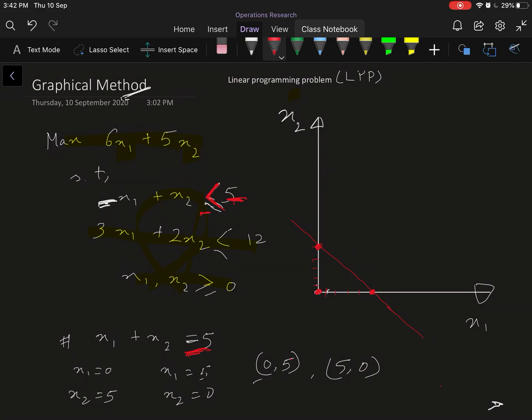So let's just identify one value which satisfies this condition as well, that is less than. Let's say if we take x1 equal to 1 and x2 equal to 3, then what does that do for us? If we substitute x1 equal to 1 and x2 equal to 3, then we are getting 1 plus 3 equal to 4, which is less than 5.